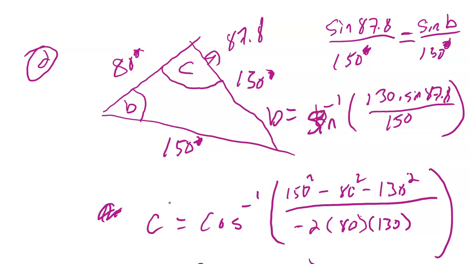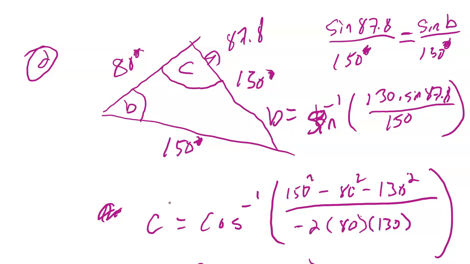B is equal to sine inverse of, let's see, 130 times sine of 87.8 over 150. And so technically you get 2 answers, right? So I got 60 as an answer, and I can get 120. But 120 plus 87, that's going to put us over.